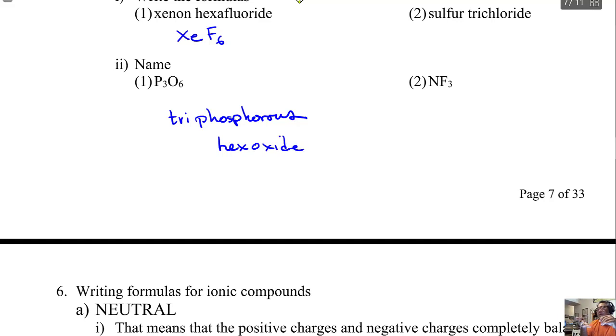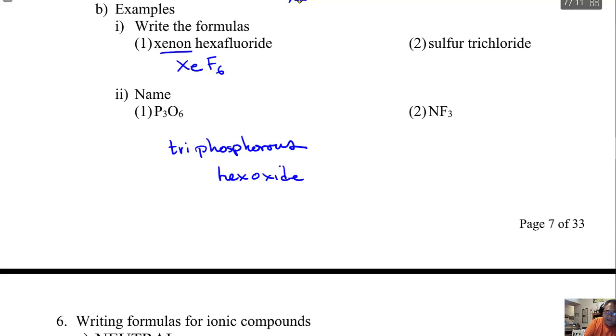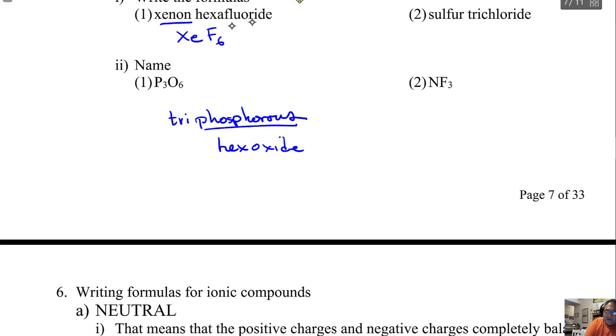So basically, the naming and the writing go together. If you're going to write the formula, you read the element symbol and you write the number of that element that are in the formula. The only difficulty here is that you recognize the xenon, right, and the phosphorus. We write the full name of the element, and for the second element, the last one, right, we end it in IDE just like we do for anions.